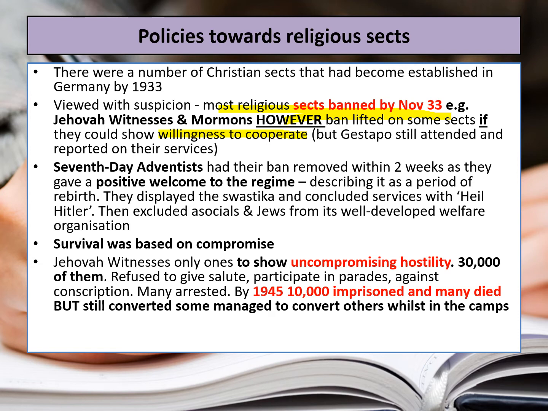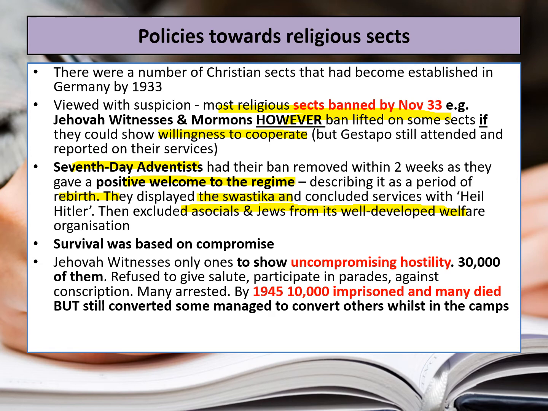For groups like the Seventh-day Adventists, they ended up removing their ban within 2 weeks, as this group had shown they weren't a threat to the regime. They provided a positive welcome for the regime. They talked about it being a period of rebirth, and they agreed to do things like displaying the swastika and concluding their services with the Heil Hitler greet. They also excluded asocials and Jews from getting its well-developed welfare organisation charity handouts. So generally some groups cooperated with the Nazis, and as a result they were allowed to continue.